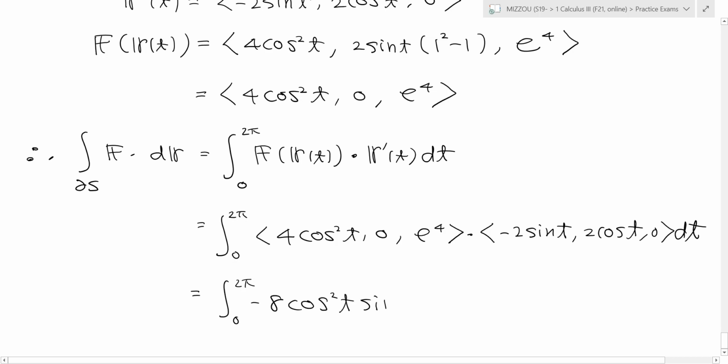Sine t dt. And then this one, you can actually use substitution. u is equal to cosine t. Anyhow, if you do this, you actually get 0. The answer is 0. So that's the final answer.